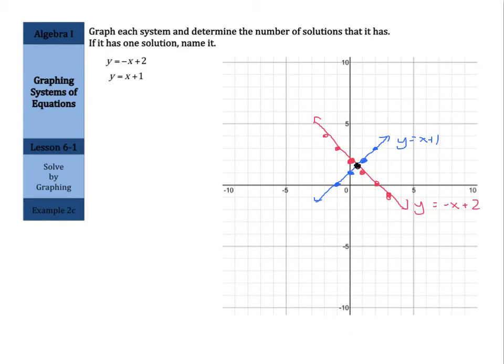And where does that intersection take place? Well, that looks like it is at, for x, 0.5, so a half. And for the y, it looks like it's at 1.5. You'll have that sometimes with the halves. So our answer here is 0.5 and 1.5. We'll write that as an ordered pair.